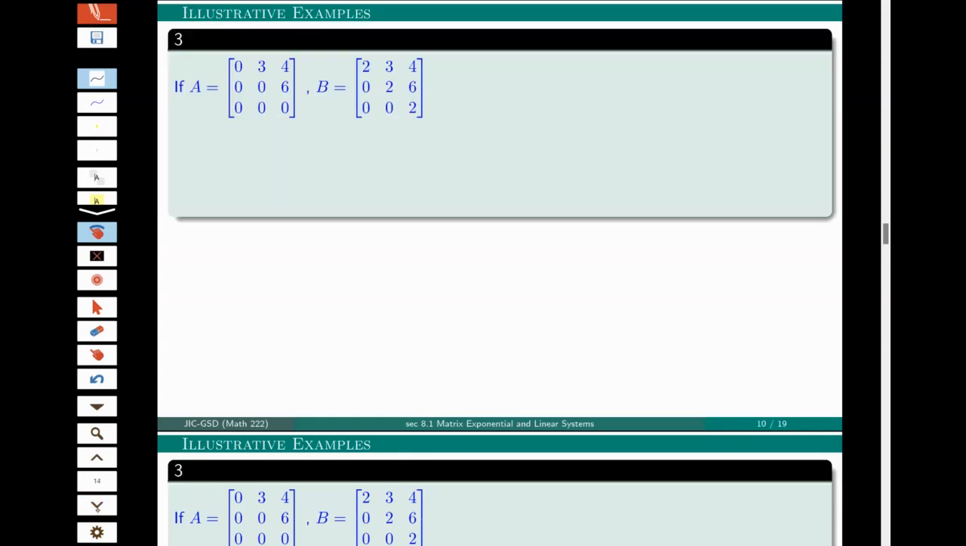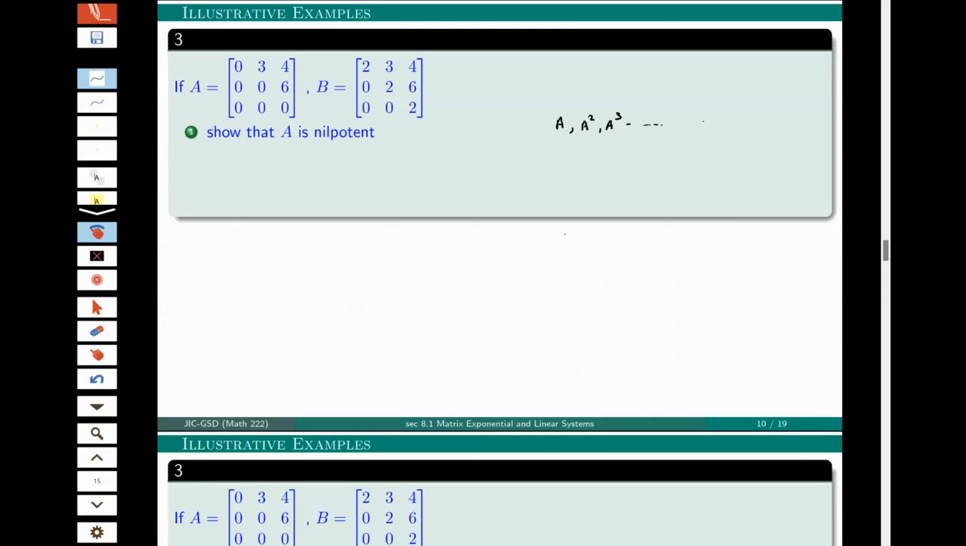Now, if I have here a and b as matrices, we want to show a is nilpotent. What is nilpotent? Nilpotent simply is a matrix that, when you square it or cube it, and so on, eventually becomes zero.